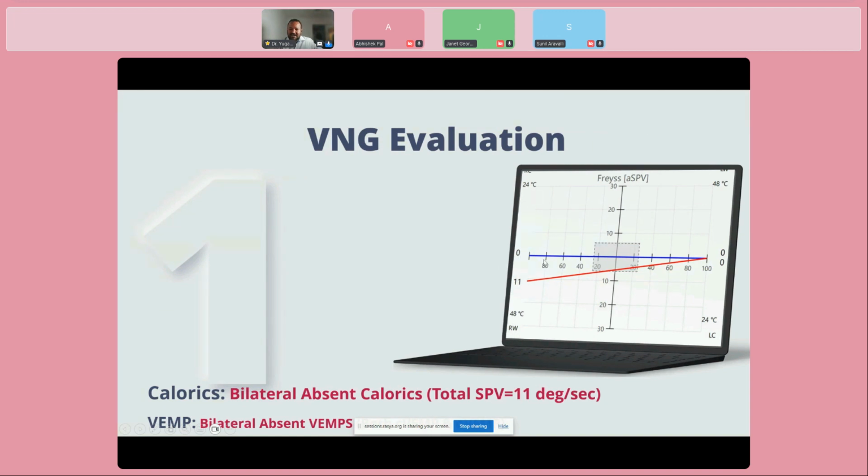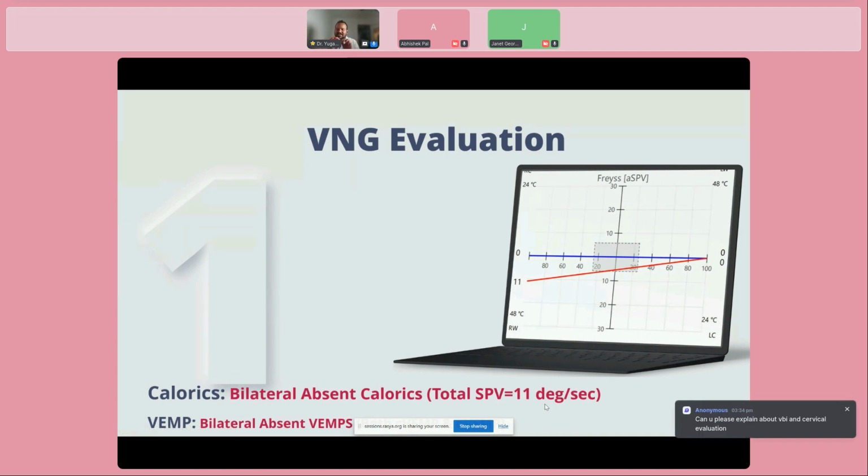So this is 0, meaning that there is no response. Those who know what is caloric and how to read. So the overall SPV is only 11. Even though here it shows that it's actually weaker to the left side, the overall degree is actually bilaterally absent. Both ears are completely absent. 0, almost 0. The 11 degrees, whatever that you're seeing, is because of some artifacts, but not really significant. Almost 0. Bilateral vestibular loss.